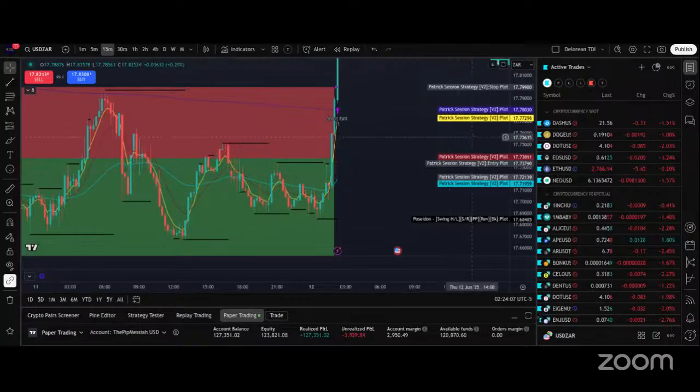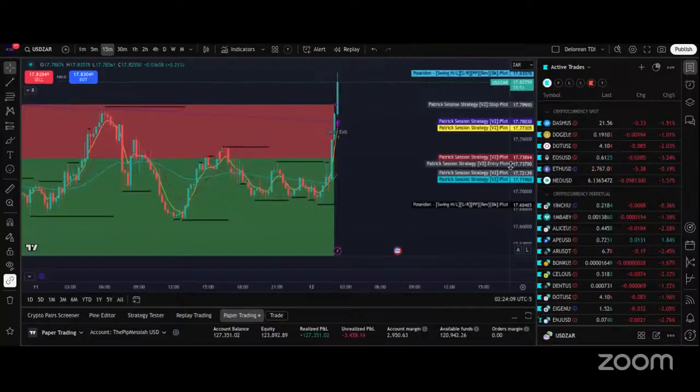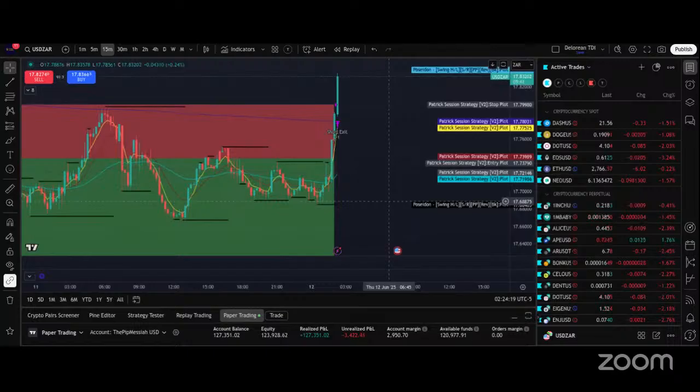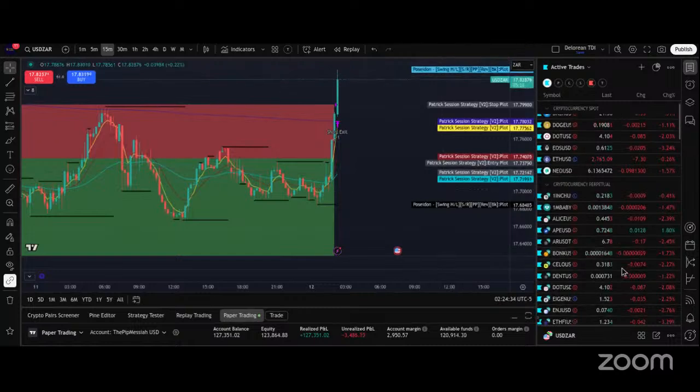Yeah, USD ZAR really took off. Look at that. That's crazy. Interesting times. All right, so what do we got? We've got 24 minutes.